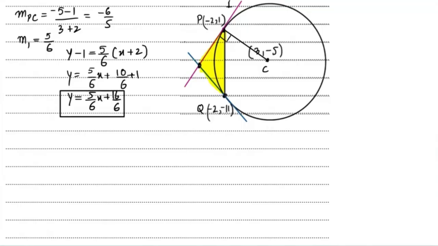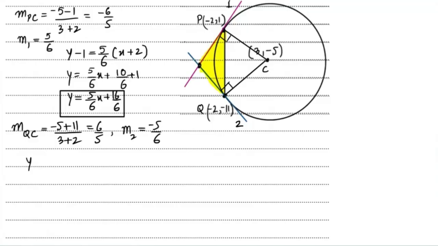And next, I connect Q with C, and this is also perpendicular, tangent and radius. Let's get the gradient of QC. This will be y2 minus y1 over x2 minus x1, which is 6 divided by 5. And if I call this tangent 2, the gradient of tangent 2 is going to be negative 5 over 6.